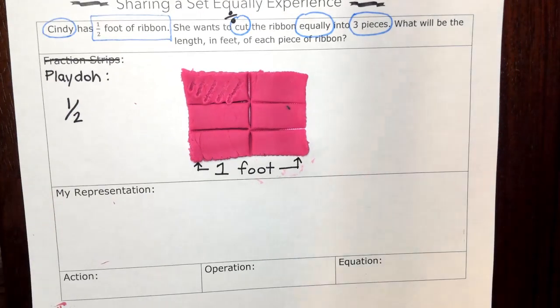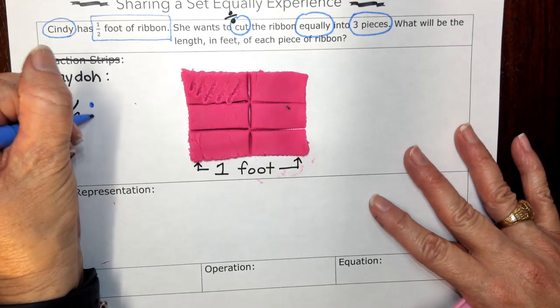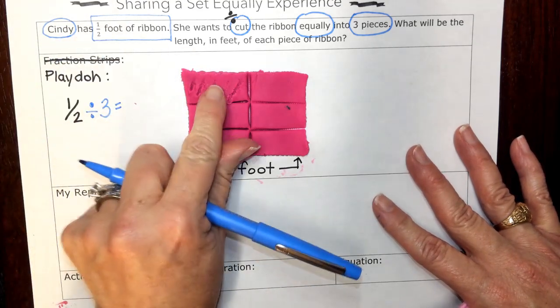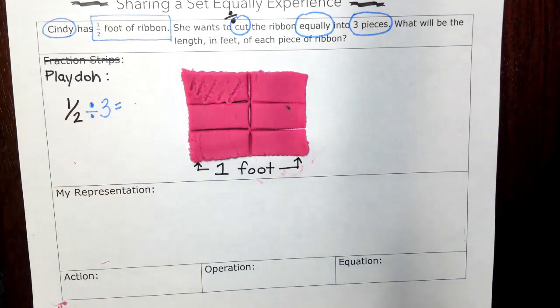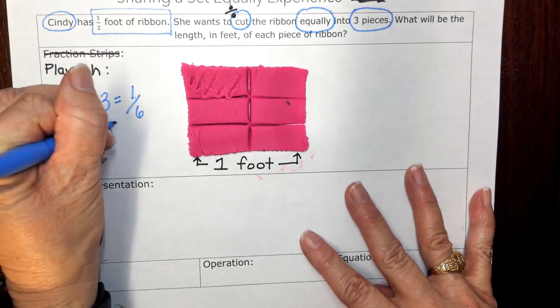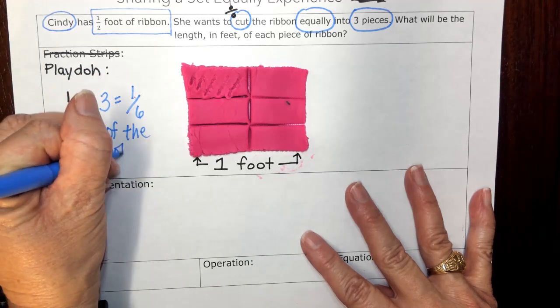What is one of those pieces going to be called? When I have half and I cut it into thirds, what is this one piece going to represent when I think about the whole thing? Hamida, it's going to represent 1/6 of the foot, of the whole foot.